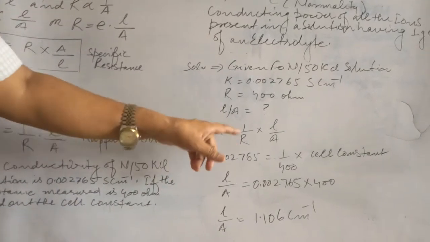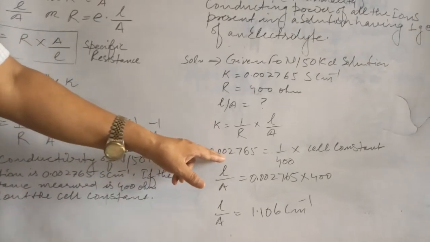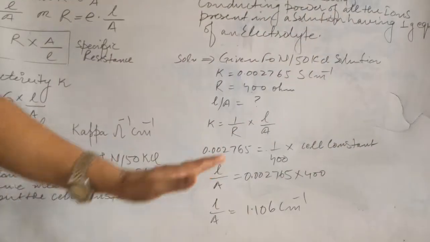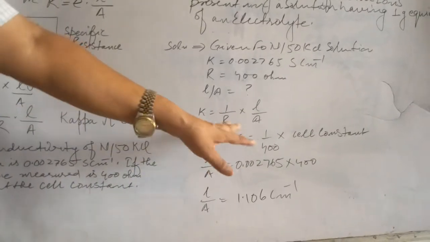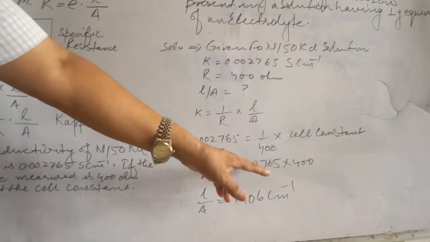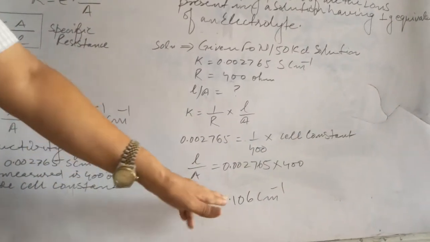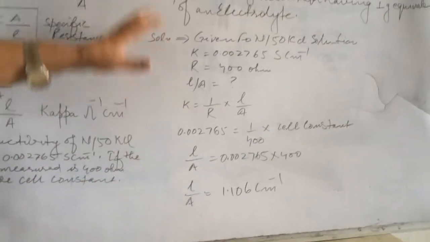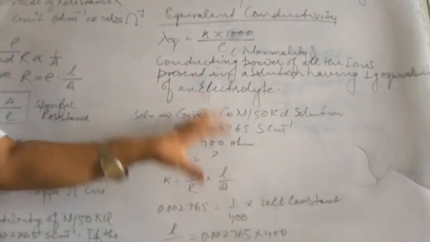So we should put the values. In place of kappa we put 0.002765, which is equal to 1 upon 400 into cell constant. So what will be the cell constant? The cell constant will be the multiplication of both values, kappa and R, that is 0.002765 into 400. Finally the cell constant will be 1.106 centimeter inverse. Children, don't forget to write the appropriate units, because your marks will be deducted if you have not mentioned the appropriate units after the numerical.